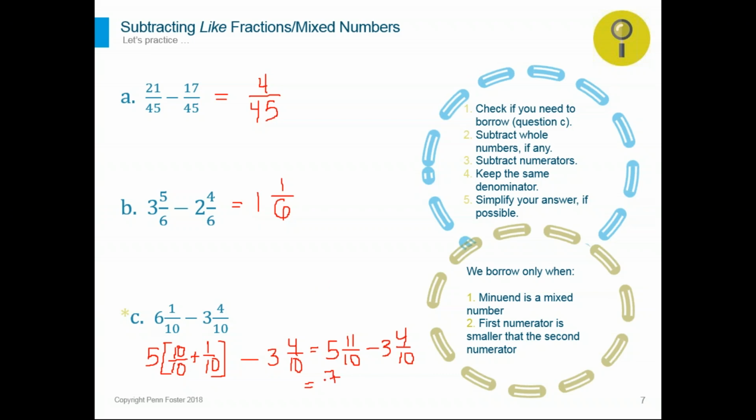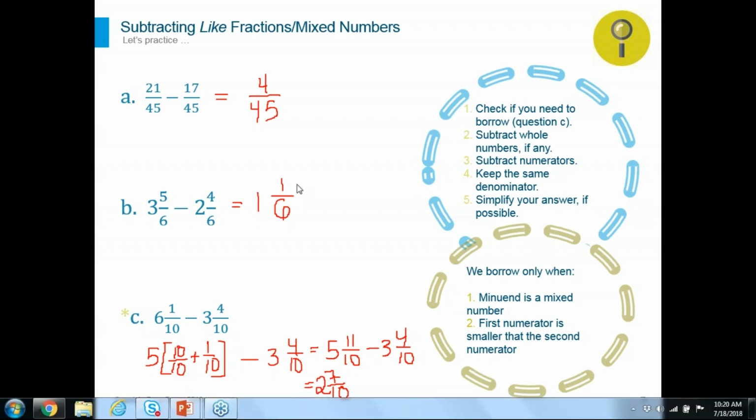5 minus 3, of course, is going to give you the 2. And then over 10. So the answer is 2 and 7 over 10. Nothing common between 7 and 10. It's a proper fraction. Then that is it with the subtraction. Any questions? Anything that was not clear on the borrowing method?